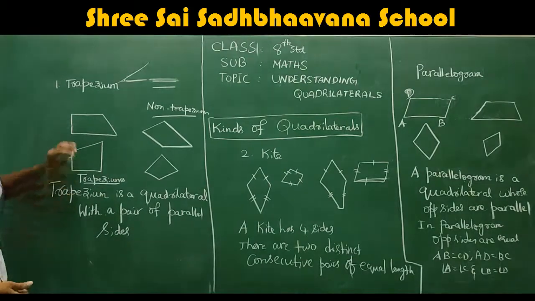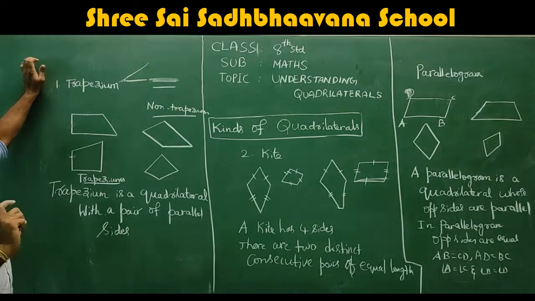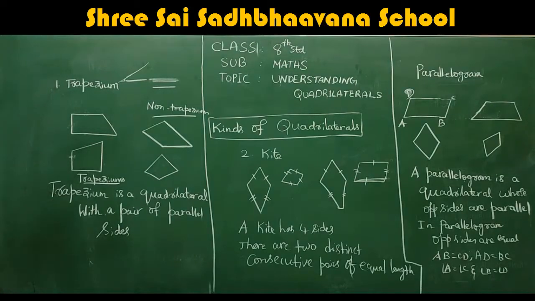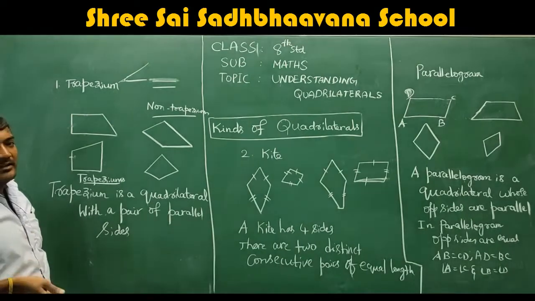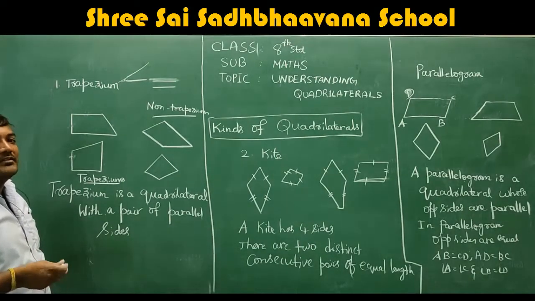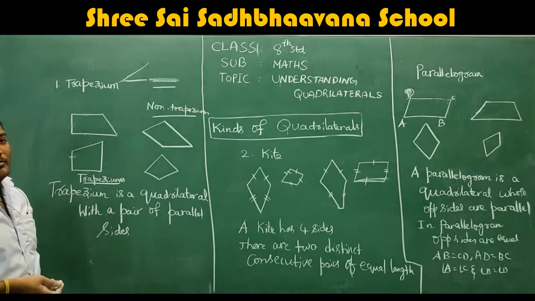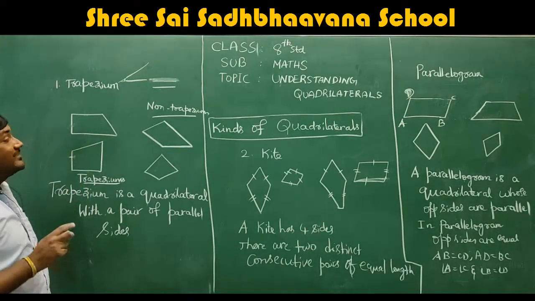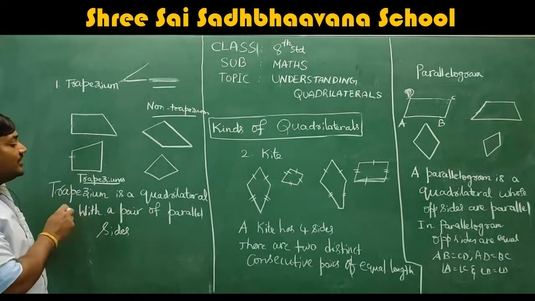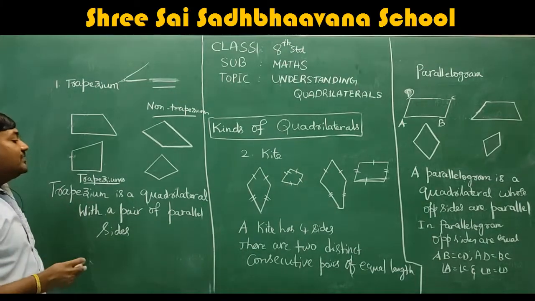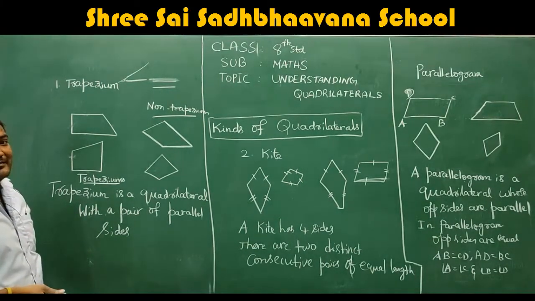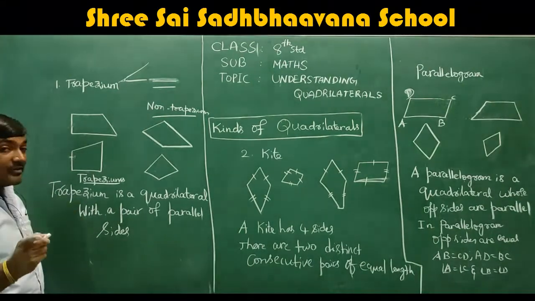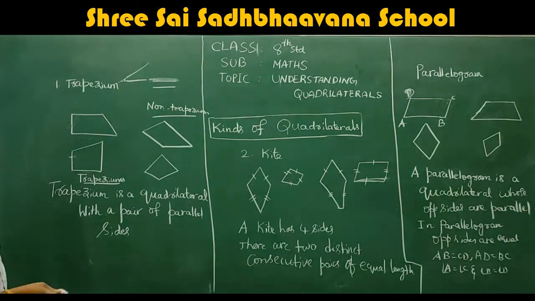Again, I'll explain. A quadrilateral is a closed figure with more than three sides, correct? The first type of quadrilateral is the trapezium. A trapezium is a quadrilateral with a pair of parallel sides. Remember, a pair of parallel sides, not equal sides. That you have to remember.